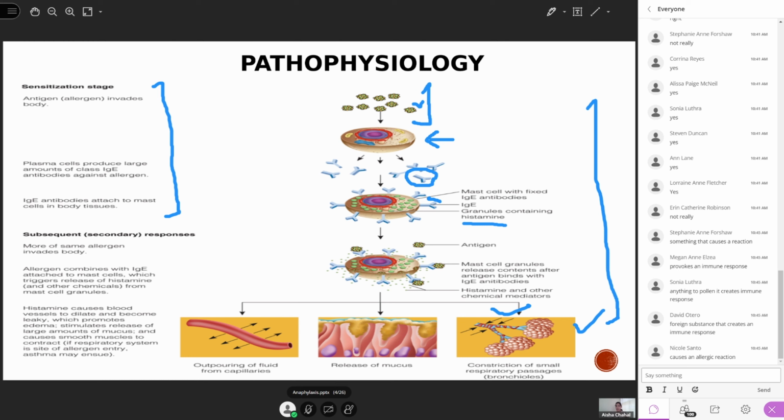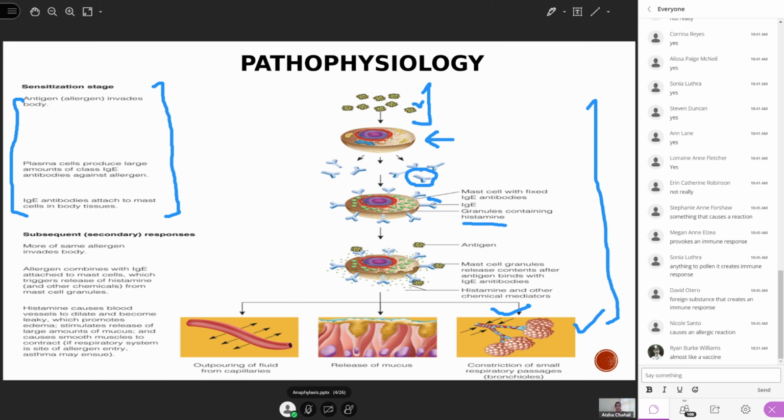But they are sensitized now. There are already antibodies to that. And the second time they get exposed to pollen, that is when it's going to be a full-blown reaction. Histamines are released, almost like a vaccine. There you go. And most of the time that is true, okay? I'm going to talk about some exceptions as well. So sensitization is that the first time there will not be a full-blown reaction, but there will be production of antibodies. The second time we are exposed, that is the problem, okay? And subsequent secondary responses. And here it tells everything.